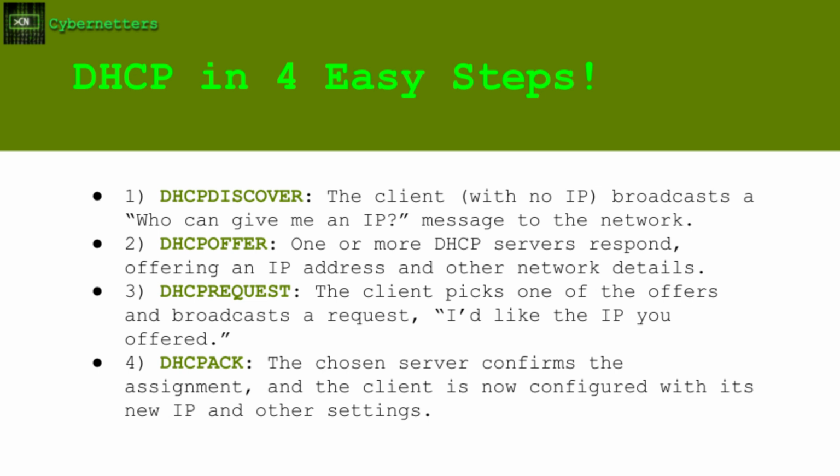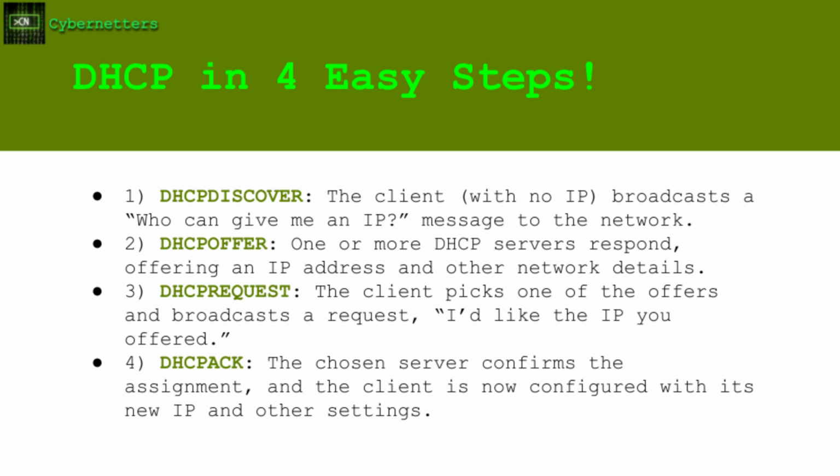So let's break down the four-step DHCP process. First, you have the DHCP discover, where the client, which has no IP address yet, sends out a broadcast: Hey, can any DHCP server give me an IP? The next step is the DHCP offer, where one or more of the DHCP servers respond with an offer, basically saying, here's an IP and some network settings you can use.